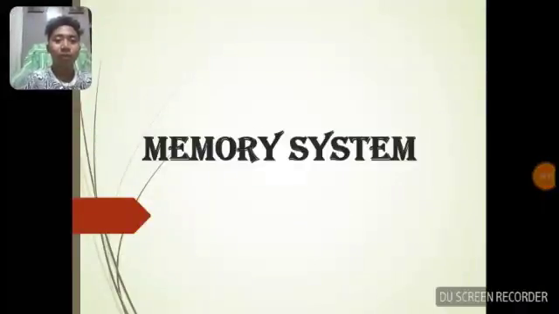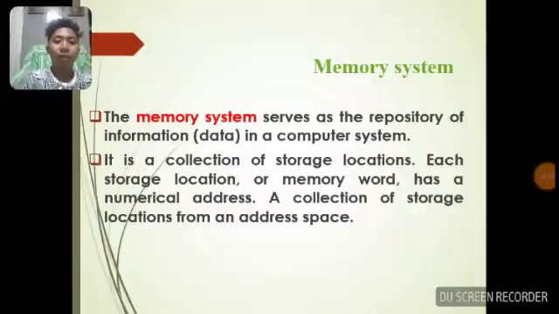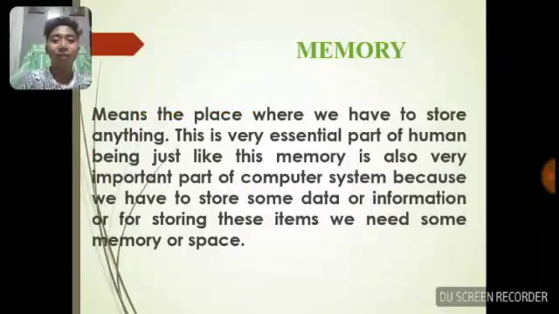Memory system. The memory system serves as the repository of information or data in a computer system. It is a collection of storage locations. Each storage location or memory word has a numerical address. A collection of storage locations forms an address space. It means the place where we have to store anything.